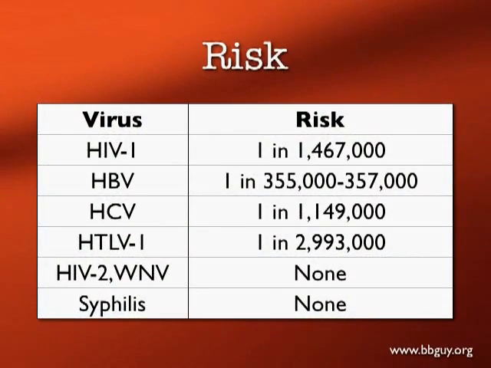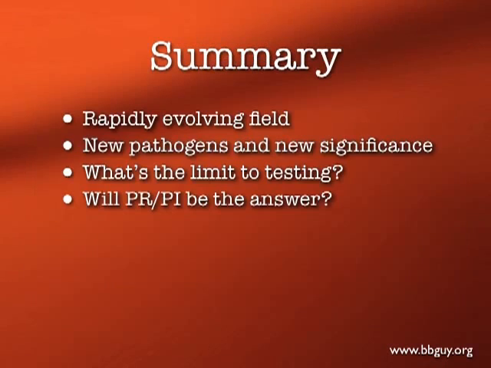All right, so we've gone through a lot. I wanted to show you a summary table of some of the risks that we've discussed so far. Again, please note that HIV risk, 1 in 1,467,000. The number's not quite so good for HCV and not quite so good for HBV, but again, a very, very low risk of most transfusion-transmitted infections.